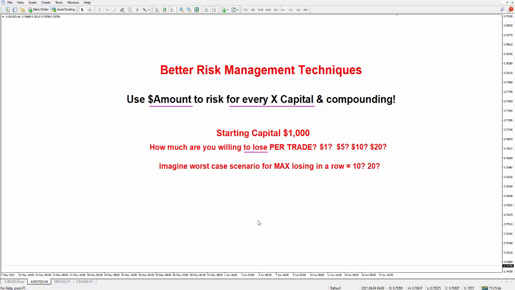I have been using dollar amount to risk for every X capital and compounding. How does it work? Let's say your starting capital is 1,000. The first thing you have to do is to ask yourself a question. How much are you willing to lose per trade from your starting capital? Are you willing to lose probably $1, $5, $10, $20? Use dollar amount, not percentage. So let's say you are willing to lose $10 per trade, regardless of any pairs, time frame, or stop loss pips.